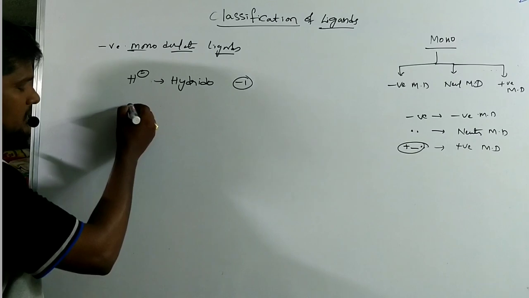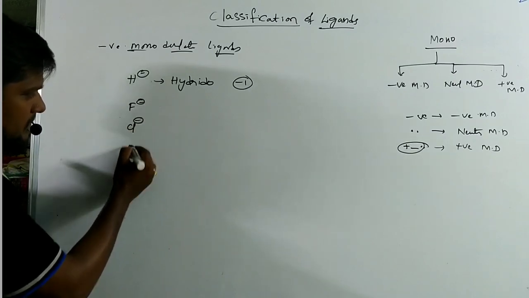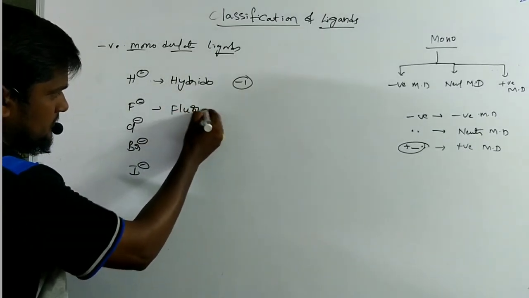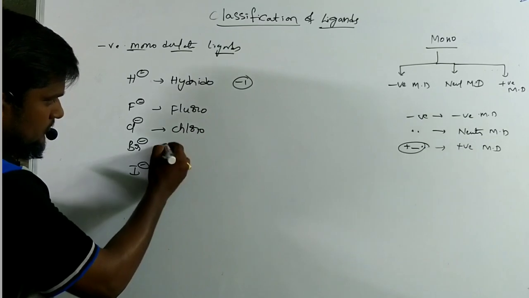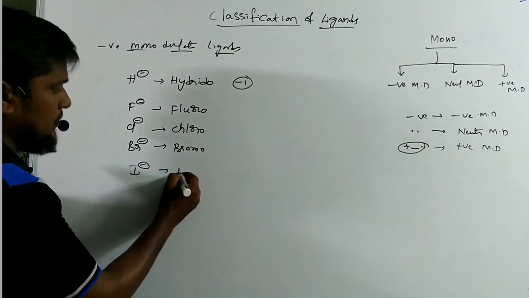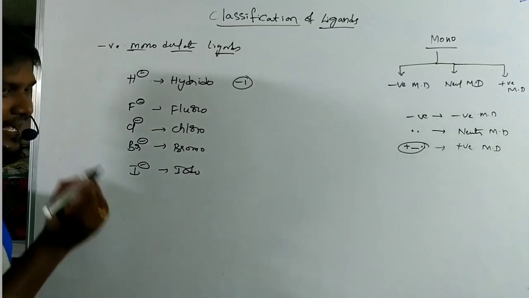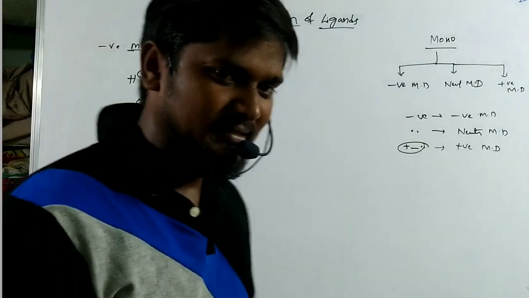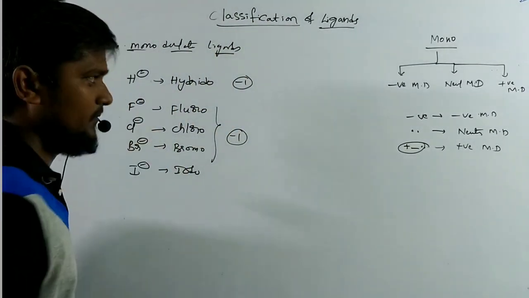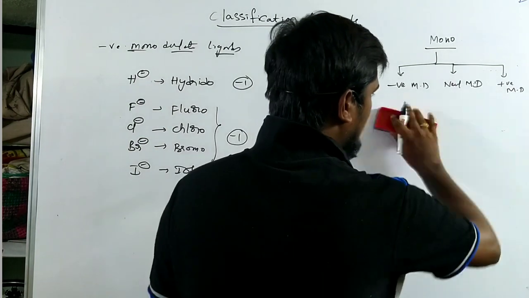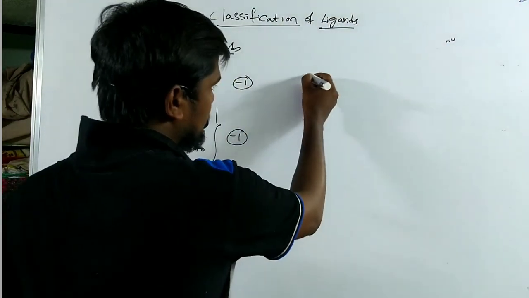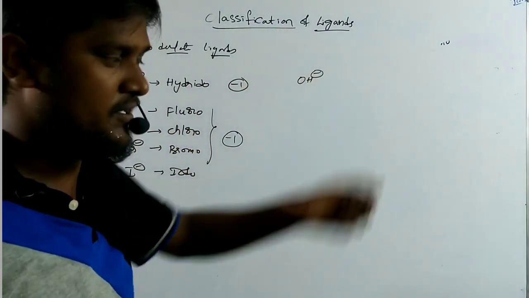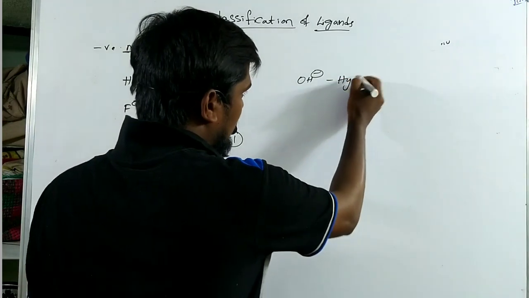Now F-, Cl-, Br-, I-. The names are fluoro, chloro, bromo, iodo. All the halide ions have a charge of -1 only. Now we discussed oxygen-containing monodentate ligands, like OH-. Since it is negative, it definitely has a negative charge only. OH- is called hydroxo.